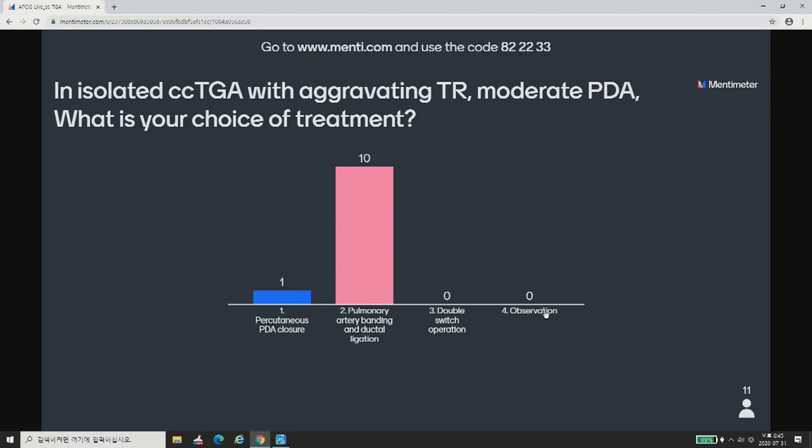So the result: 14 votes. Number two is the most, 11. Pulmonary banding and the ductal ligation. We can discuss more later. So please keep on your presentation.